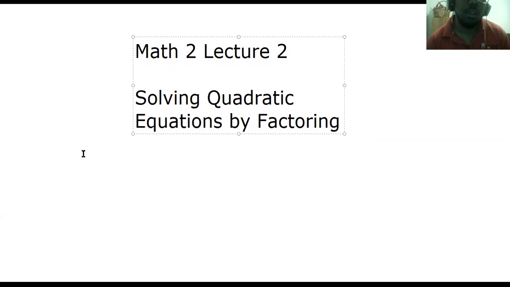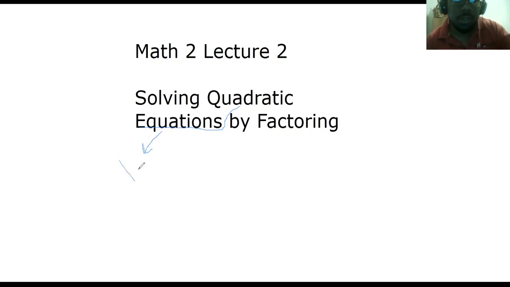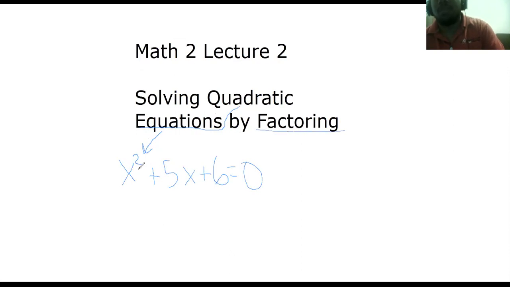So let's break this apart. First of all, when we say a quadratic equation, we're talking about pretty much any equation that has an x squared term in it. So if I have x squared plus something else equals 0, or some other number, that's a quadratic equation. And one of the ways we can solve this quadratic equation is by factoring.